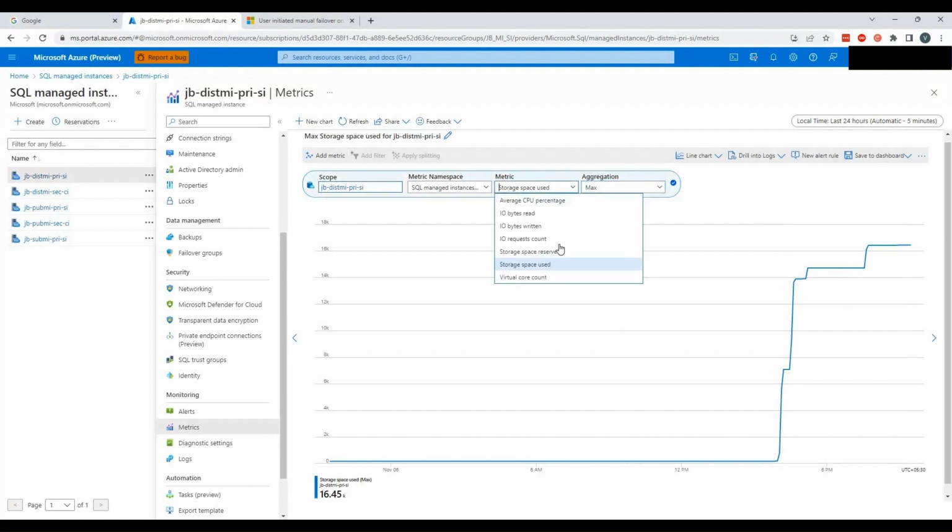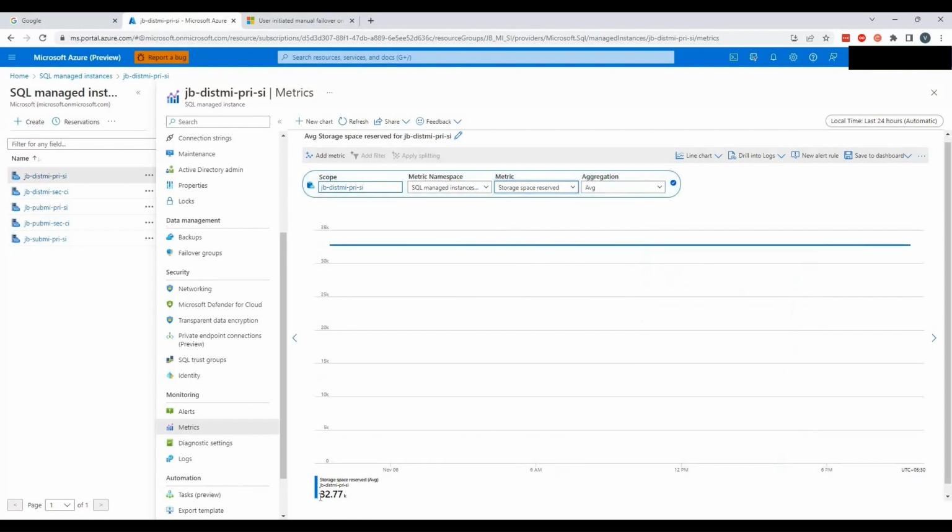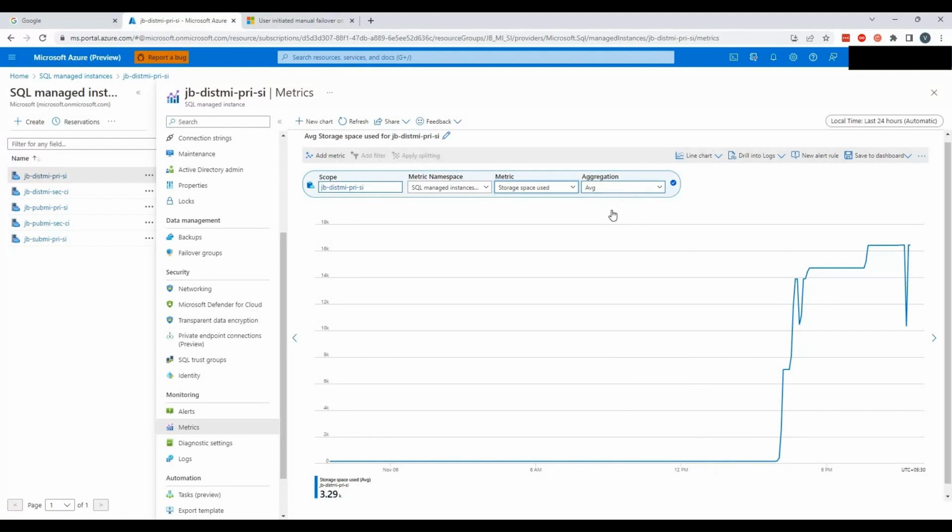So from the reserved space, we understood we have close to 32 GB storage assigned, and from the storage space used, whichever aggregation you want, you can select it, we understand it is close to 16 GB right now. This gives us a good picture: everything was normal, not even more than 1 GB for November 5th and November 6th till 3:52 p.m. After that, all of a sudden, we had growth and it went to 16 GB. So we can use this information to understand how much space is used, and also the pattern of how the database grows.